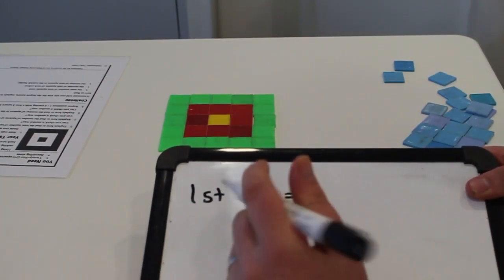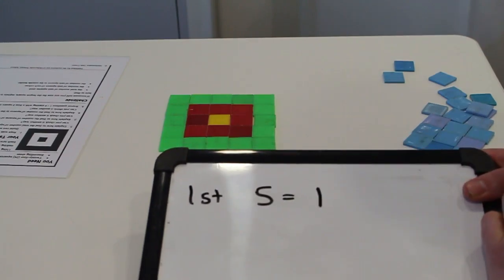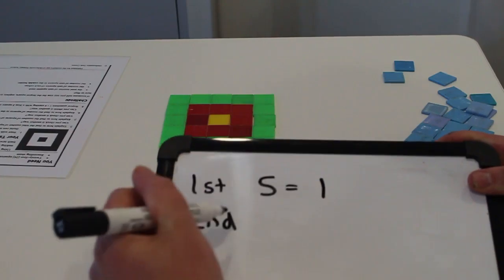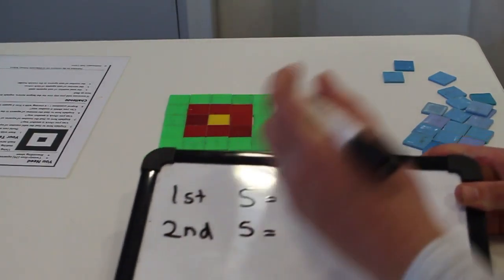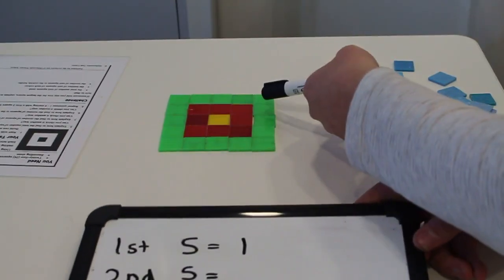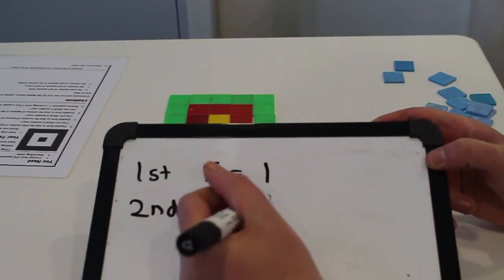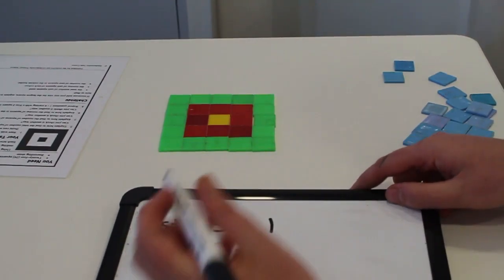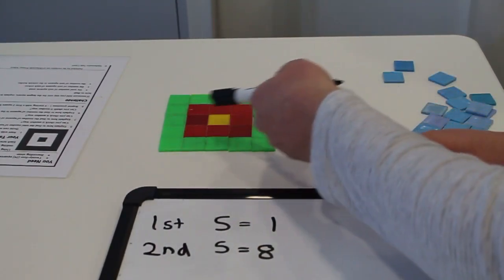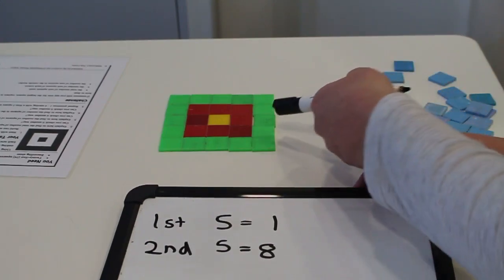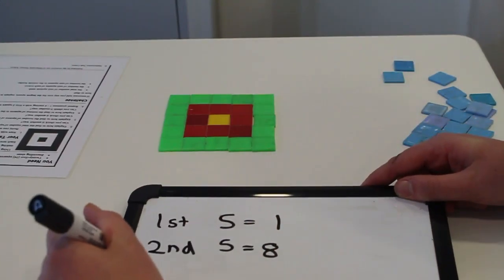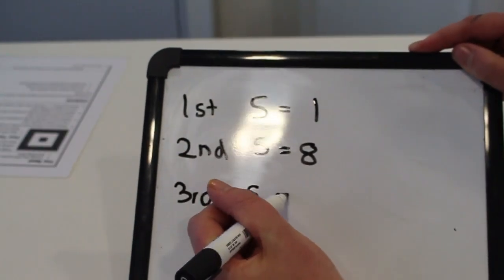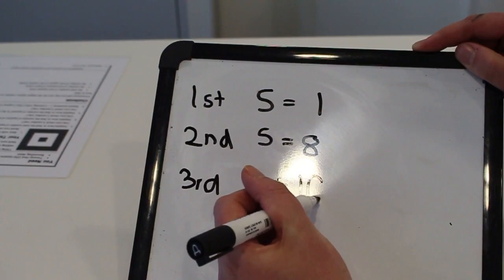So my first square, there's just one. There's only one yellow one. For my second S for square, there is, well, we've got 3 and 3, that's 6, 7, 8. And then my final square, my green square, I've got 5 and 5 is 10, 3 more, 13, and another 3, 16. So I can write here my third square, and I've got 16.